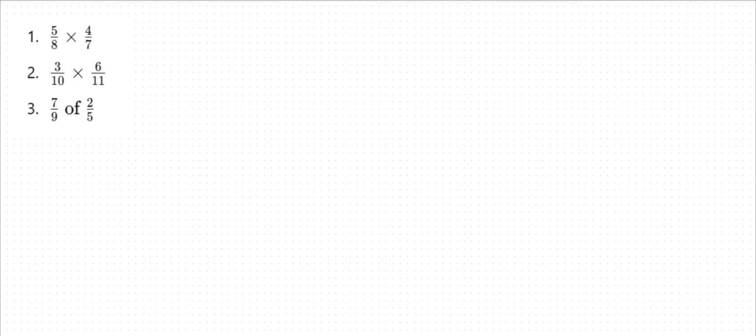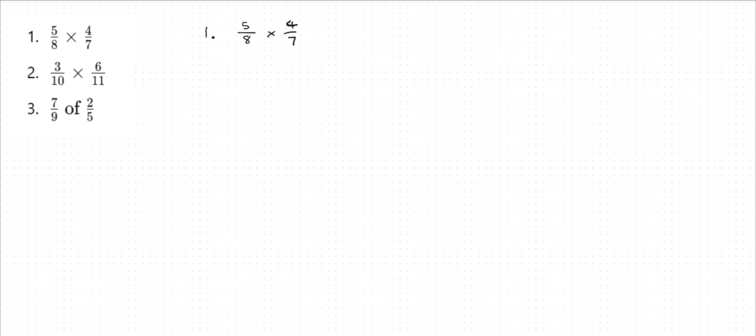Okay, welcome back. So right now we're going to be looking at how we multiply a fraction by another fraction. And it's a very simple process, and it can be made even easier using the process of cancelling. So we have our first question here, and it's 5 over 8 multiplied by 4 over 7.